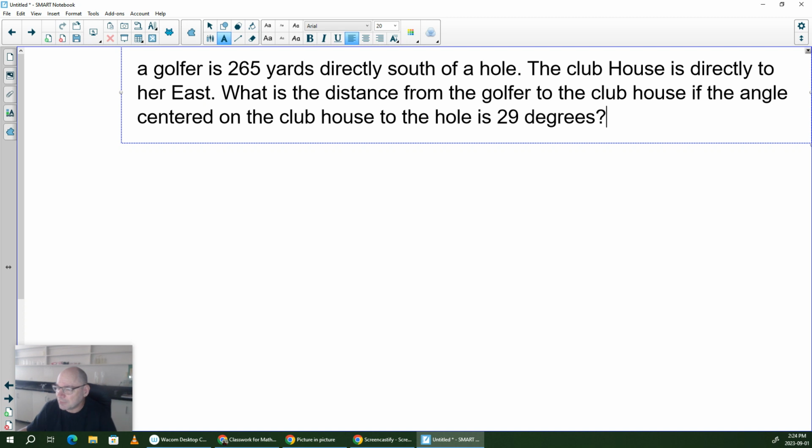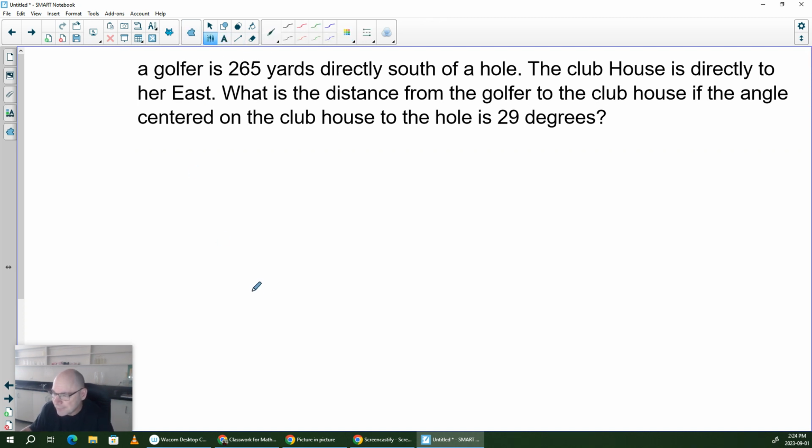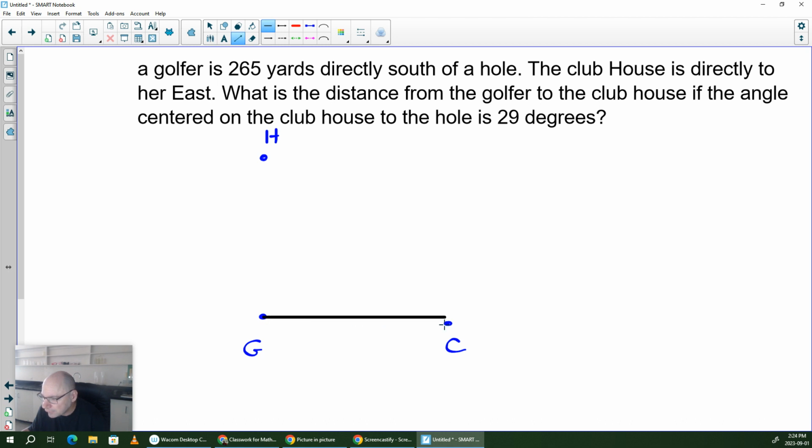Okay, so let's go ahead and do our drawing here. Here's our golfer sitting here. Here's our hole, and here's the clubhouse. So this is the clubhouse, this is the golfer, and this is the hole. Okay, so if we draw that, let's use some straight lines here, making them direct here.